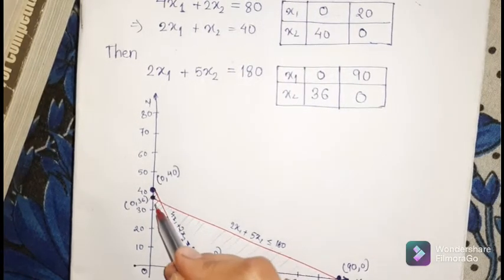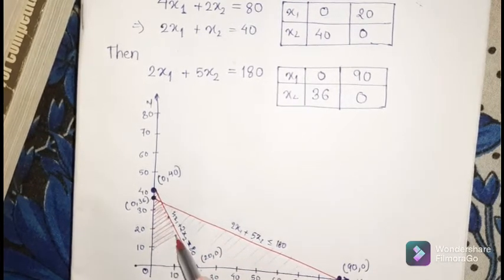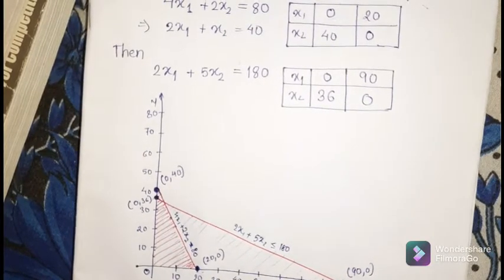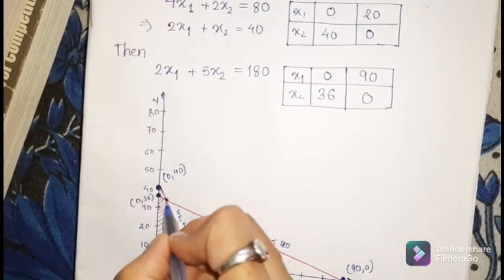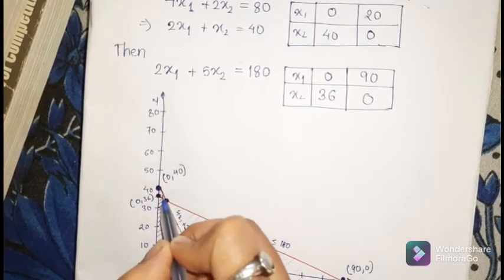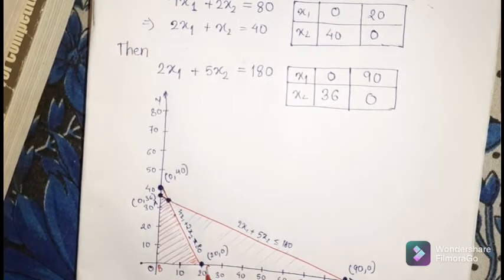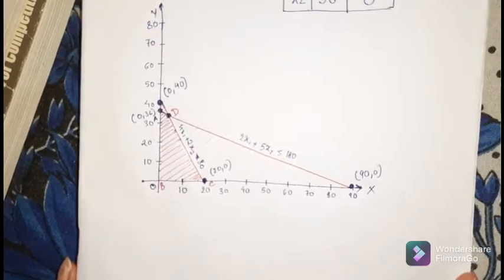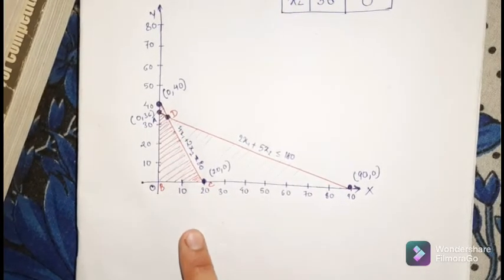So the common region that we get from all these four constraints is this. This is the common region we get, and we can label it. Here we have 4 points: this is point A, this is point B, this is C, and this is point D. So these 4 are the corner points, and this is our feasible region.